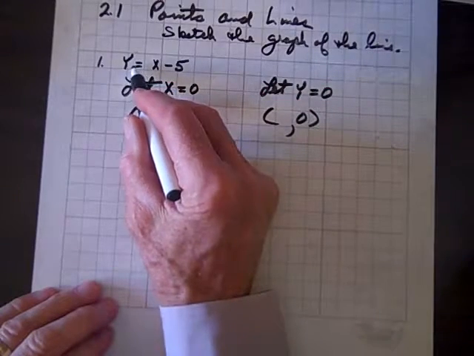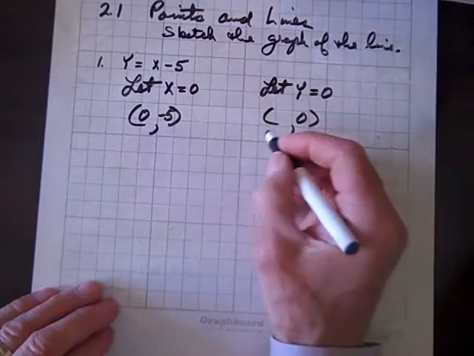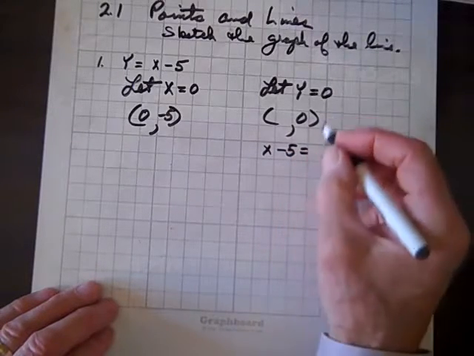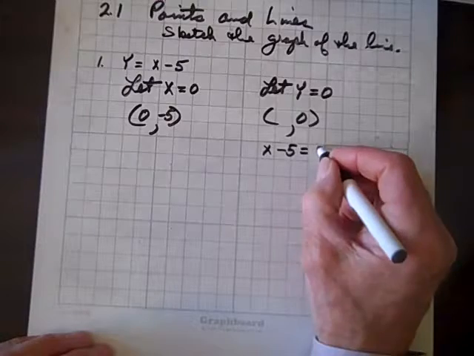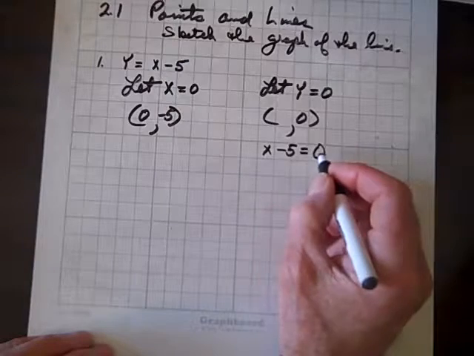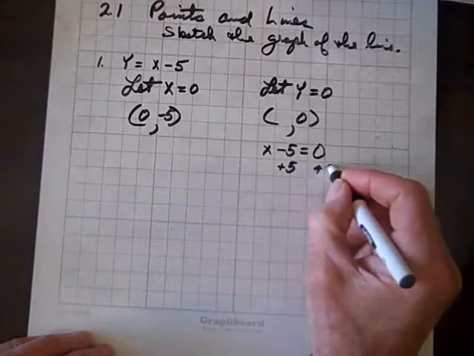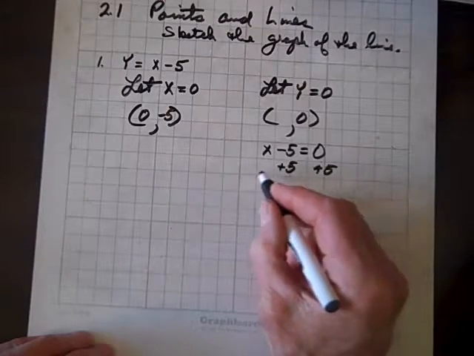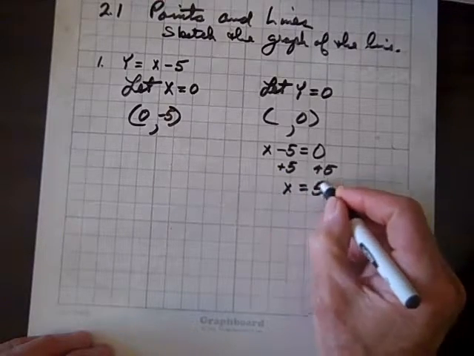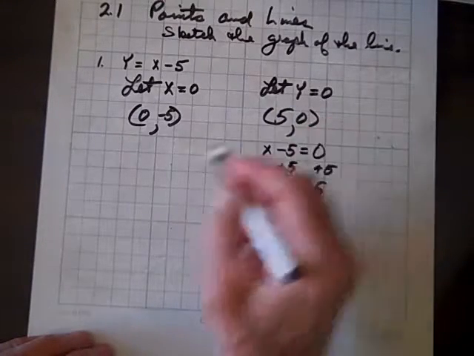Well, will you agree that x minus 5 equals y? So since y equals 0, I'll set x minus 5 equal to 0 in place of the y. And now if we add 5 to both sides, will you agree that the 5s will add out and we get x equals 0 plus 5, which is 5. So now we know that when y is 0, x is 5.